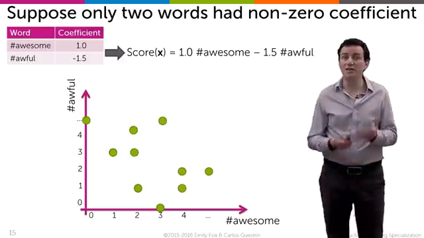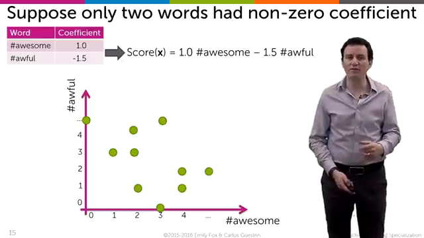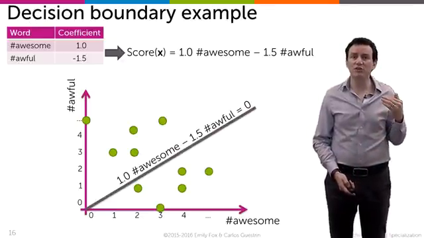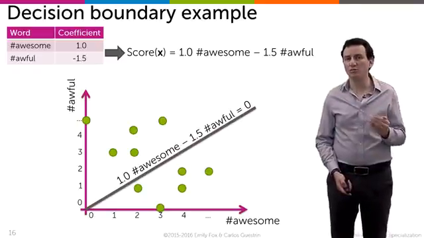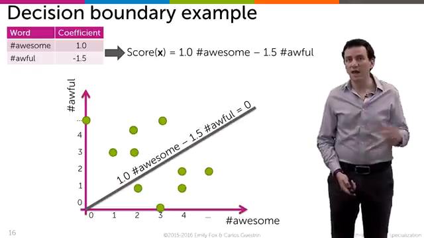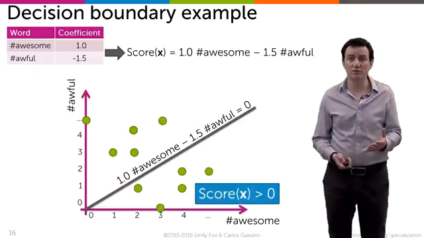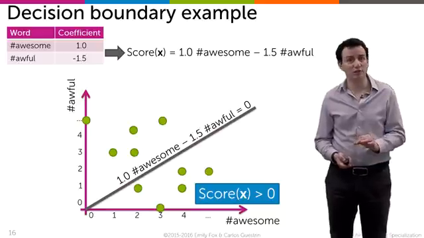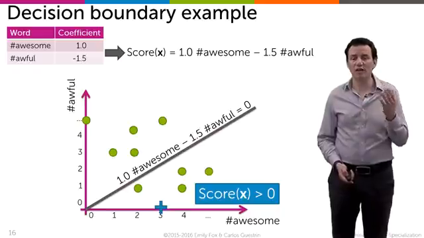The classifier that we've trained with the coefficients 1.0 and minus 1.5 will have a decision boundary that corresponds to a line where 1.0 times awesome minus 1.5 times the number of awfuls is equal to 0. Everything below that line has score greater than 0 for any of those points. And every point above that line is going to have score less than 0.